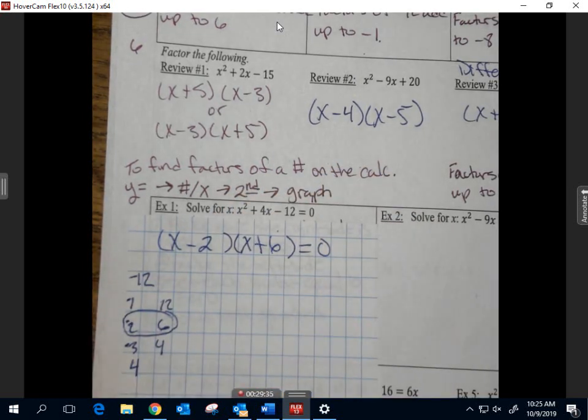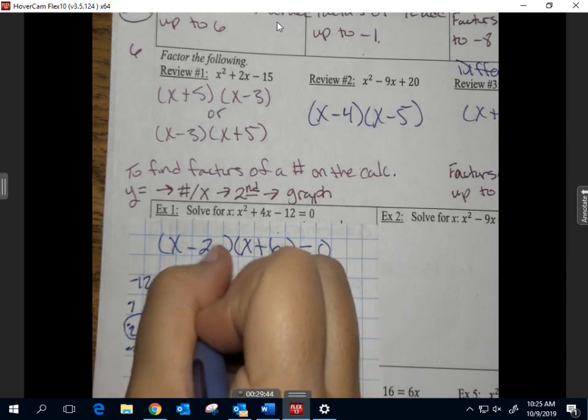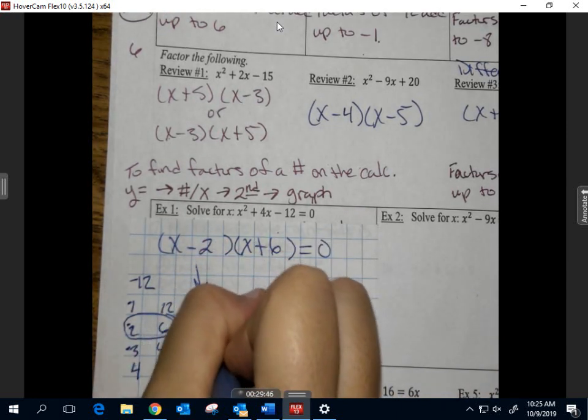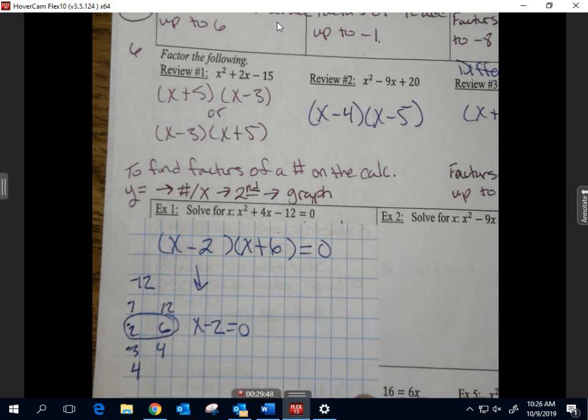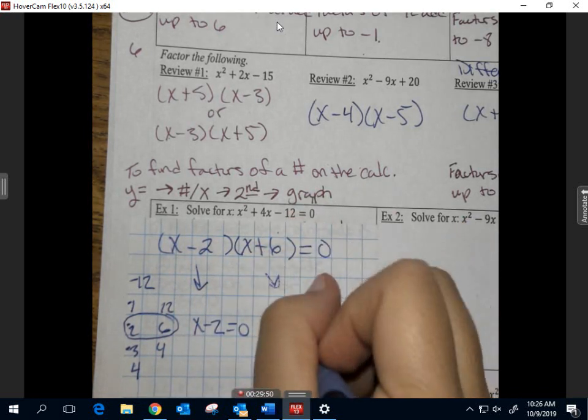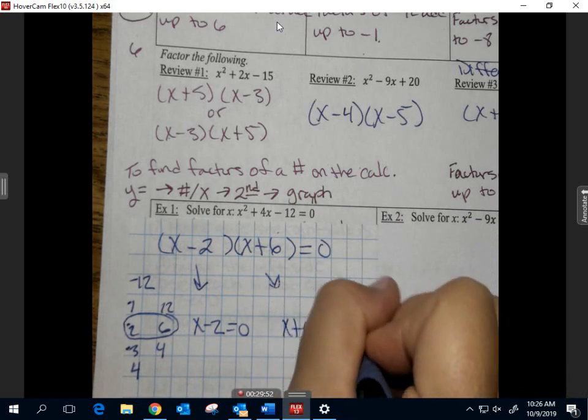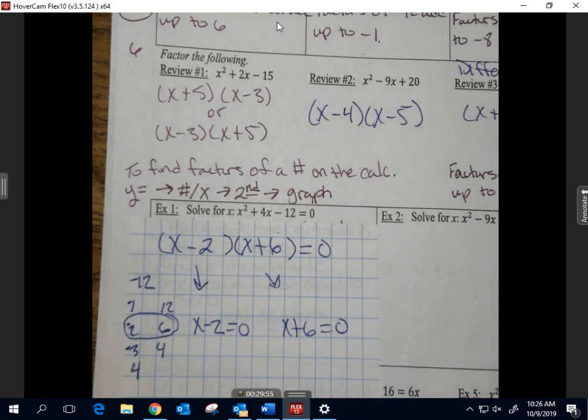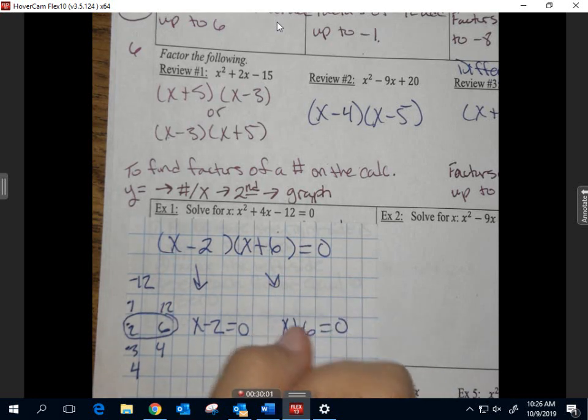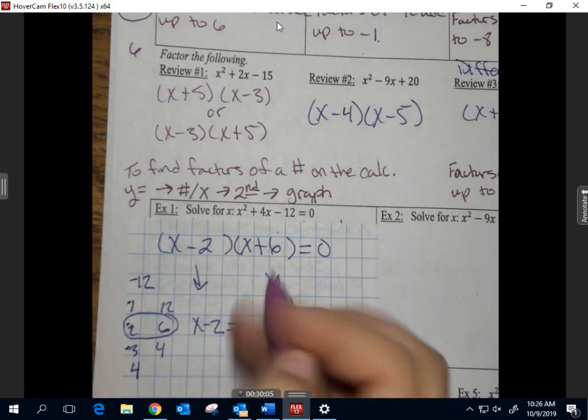So we have factored. We've done steps 1 and 2. Now step 3 says set each factor equal to 0. So I need to take each one of these: x minus 2 equal to 0, and x plus 6 equal to 0. Because think about what we did the other day. Didn't we have to have 2 answers for our solutions? Same with this. But then we have to find the final answer.